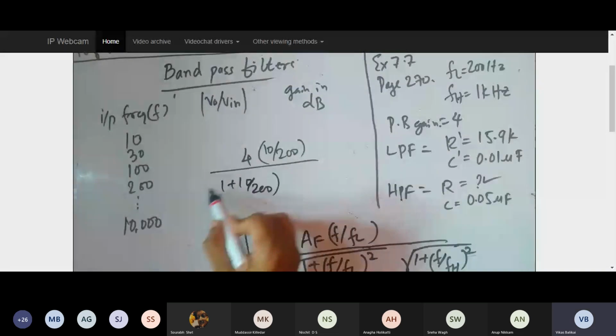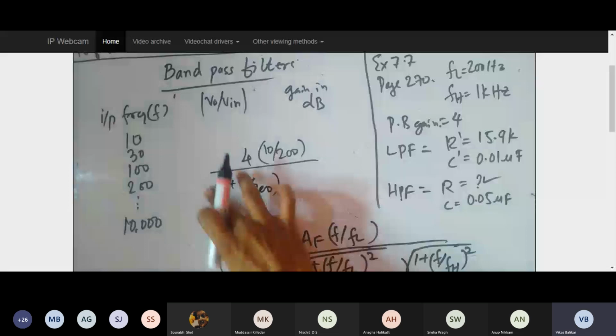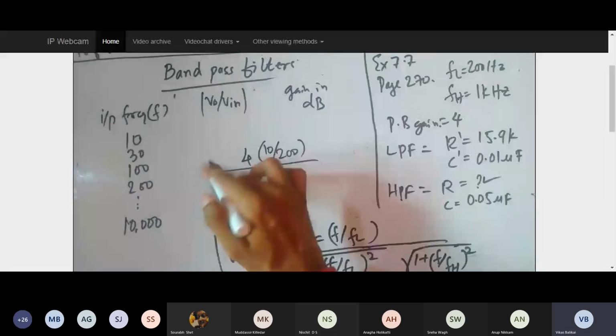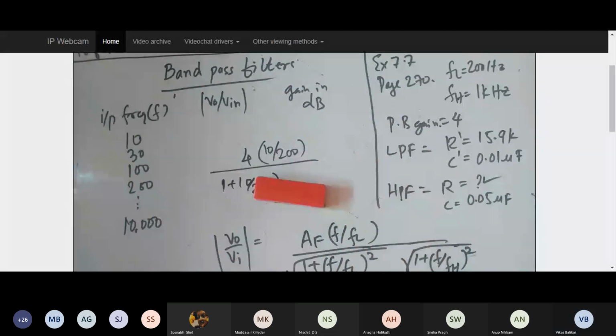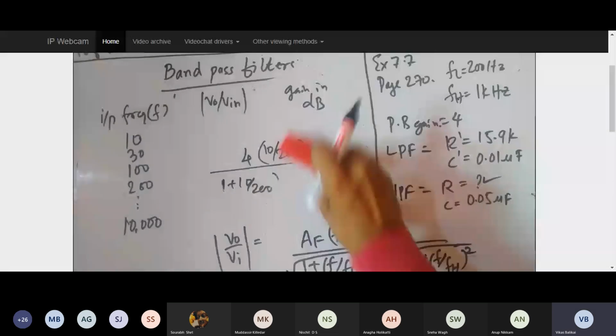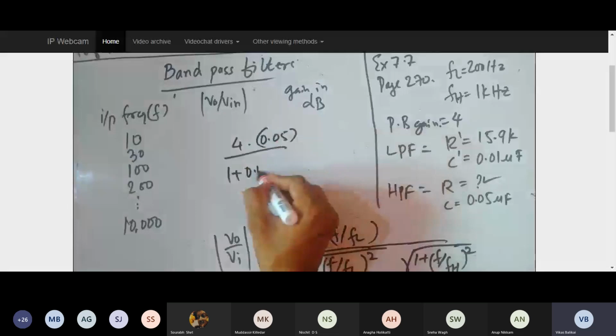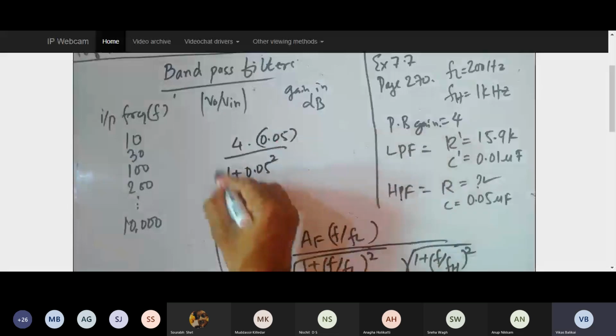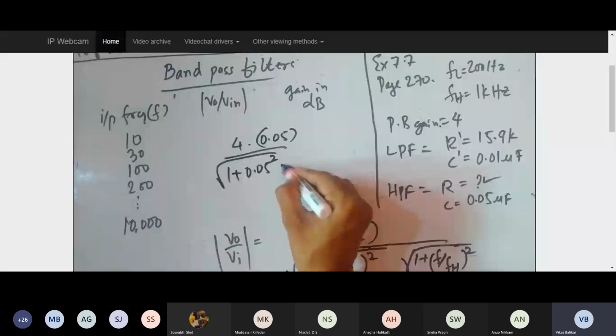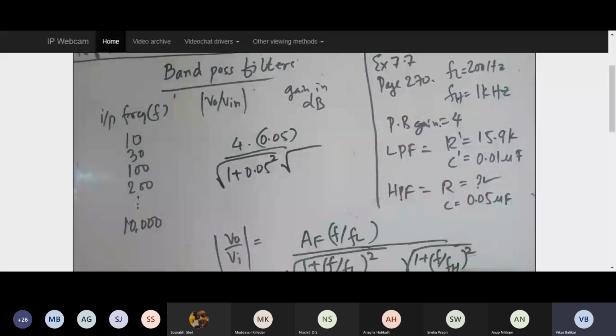This is squared over here. Okay, let me just calculate 10 by 200, that would be easy. 0.05, so I can just write it as 0.05. 4 into 0.05. 1 plus 0.05 square under root, multiplied by, again, 1 plus, what is F by FH? FH is 1 kilohertz, F is 10. So 10 by 1 kilohertz, what will be the value? 10 by 1K, if I do it in the calculator, it is 0.01.